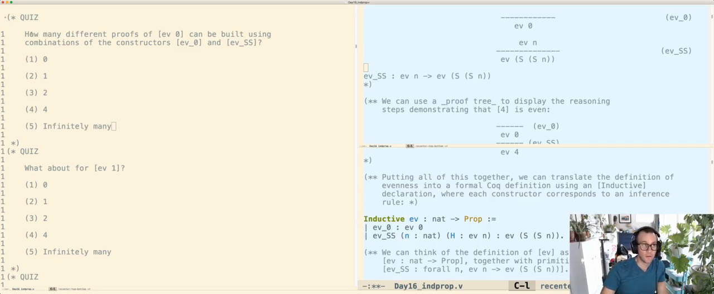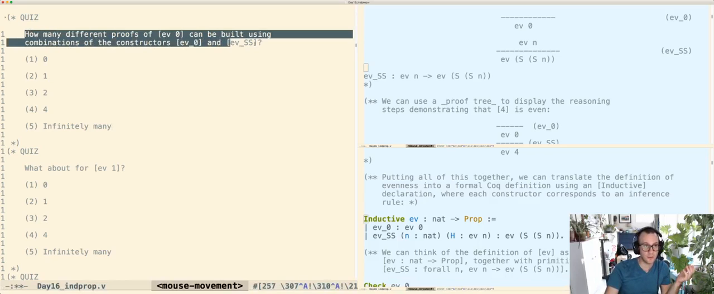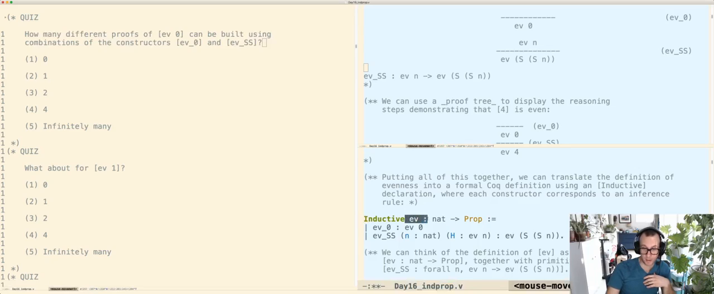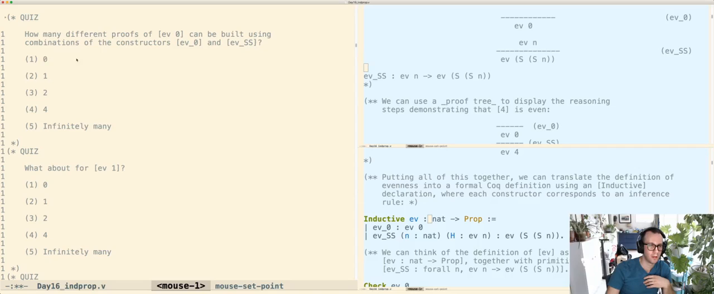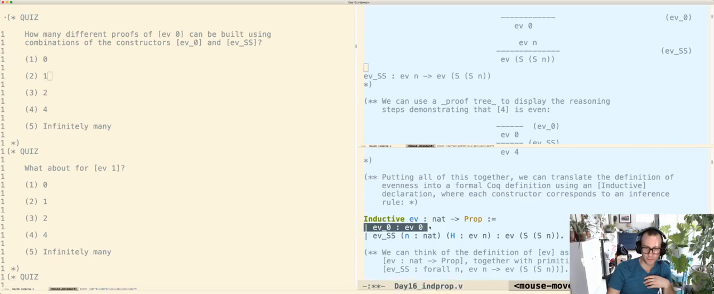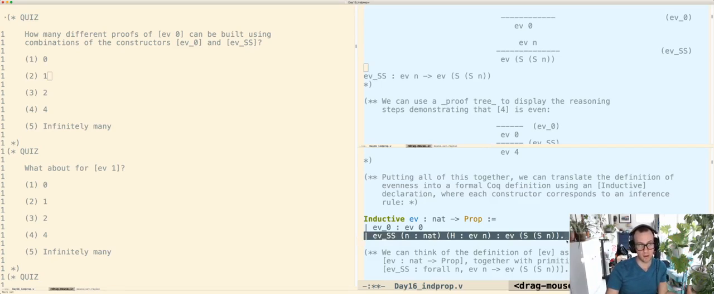Okay, first question. How many different proofs of EV0 can be built using combinations of the constructors EV0 and EVSS? Given this EV type, how many different ways are there to prove EV0? Pause the video. So I would say the right answer here is 1. There's only this proof. EVSS will only give you proofs about higher numbers. So once you've got a proof of EV0, if you ever apply EVSS, you're now talking about proving something higher up. There's only one proof that 0 is even.